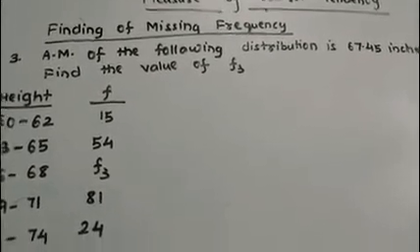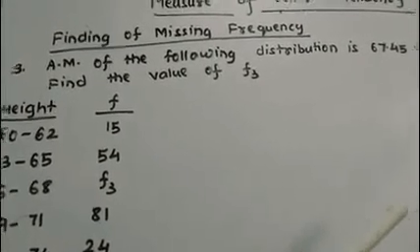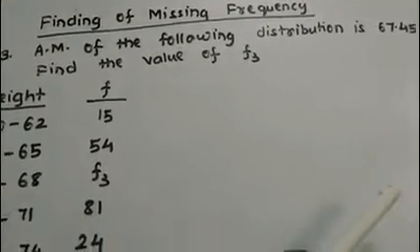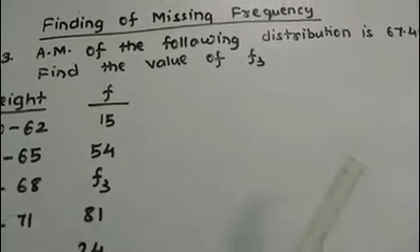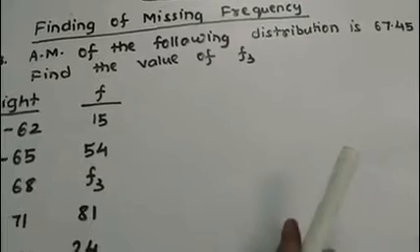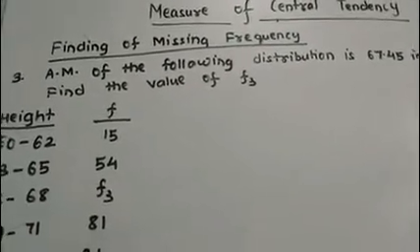So here the thing is that your frequencies will be given to you and some of the frequencies will be missing, and you have to find that frequency. If one frequency is missing, then one piece of information regarding that is provided. If two frequencies are missing, then more information will be given to you in this way.